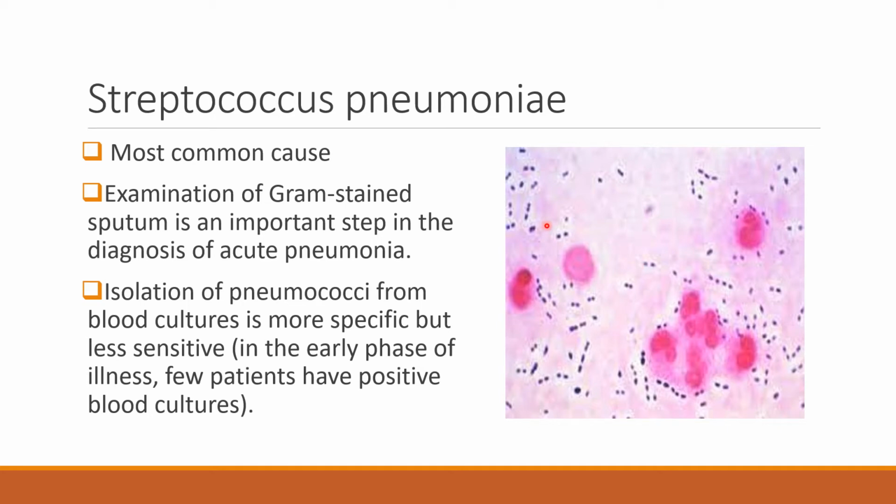Or isolation of pneumococci from blood culture is also possible, and it is more specific but less sensitive, because if culture is done in the early phase of the illness, then only a few patients have positive blood cultures. So either from the Gram stain sputum or from the culture we can know the etiologic agent that caused the pneumonia.